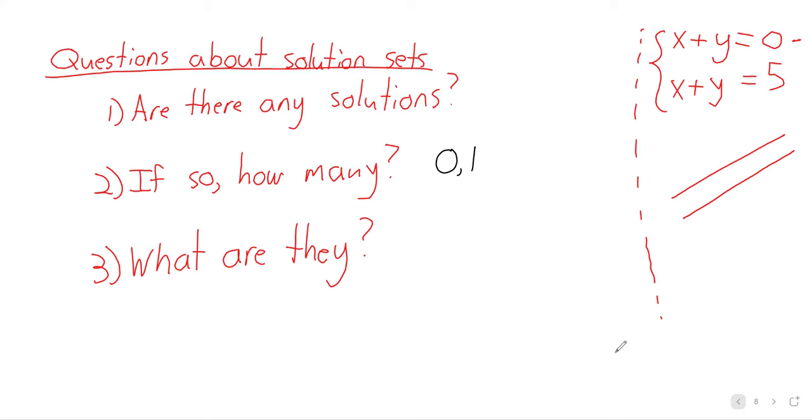Otherwise, we could have two straight lines that intersect, and there will be one point that's on both the lines. In that case, there will be one solution. Or we can have a straight line that looks like that, and then a second straight line that looks like that, and they're lying perfectly on top of one another.